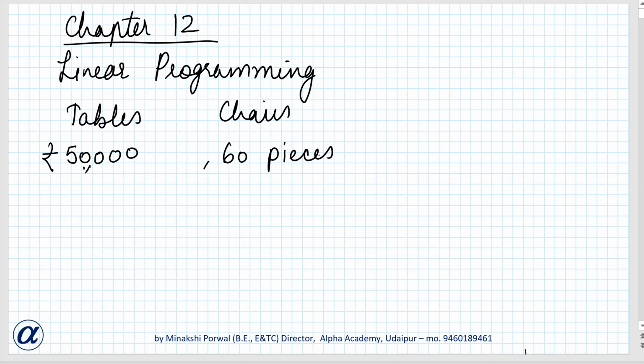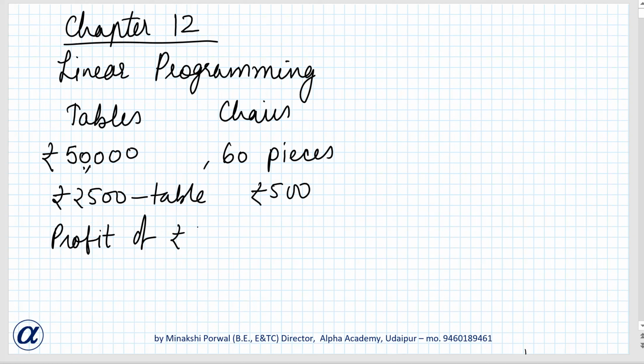A table costs rupees 2,500 and a chair costs rupees 500. He estimates that for the sale of one table, he can make a profit. Profit on a table is rupees 250, and for the sale of one chair, he can make a profit of 75 rupees. He wants to know how many tables and chairs he should buy from the available money so as to maximize his profit, assuming that he can sell all the items which he buys.